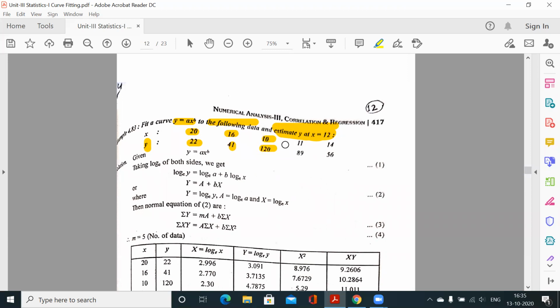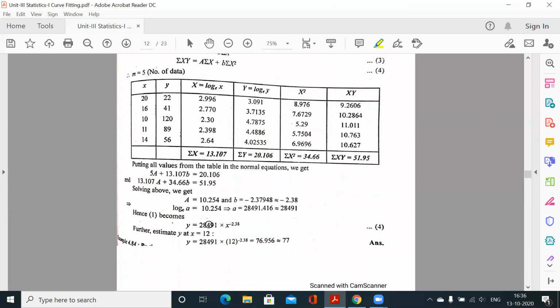So for some values of x, we know the corresponding value of the function. But suppose these are the given values, so what is the value of the function when x is 12, because 12 is not here. So how to find out that? So first we will fit a curve to this data, so that this is our answer.